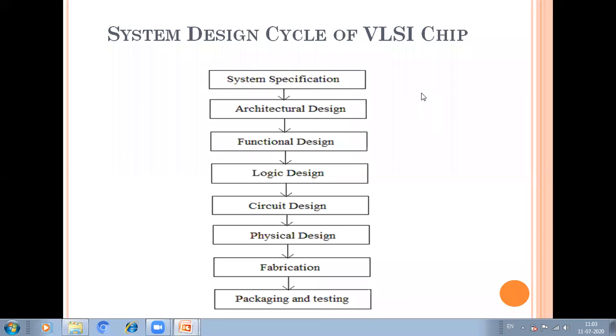Now all of you please listen. This is the VLSI design flow, the system design cycle of a VLSI chip. Through this cycle, we can manufacture the complete VLSI chip. These steps are very important. Through all these steps, we can cover all the contents of our syllabus, and also in the VLSI platform, whenever you have to understand how to manufacture a VLSI chip, all these steps are very necessary.